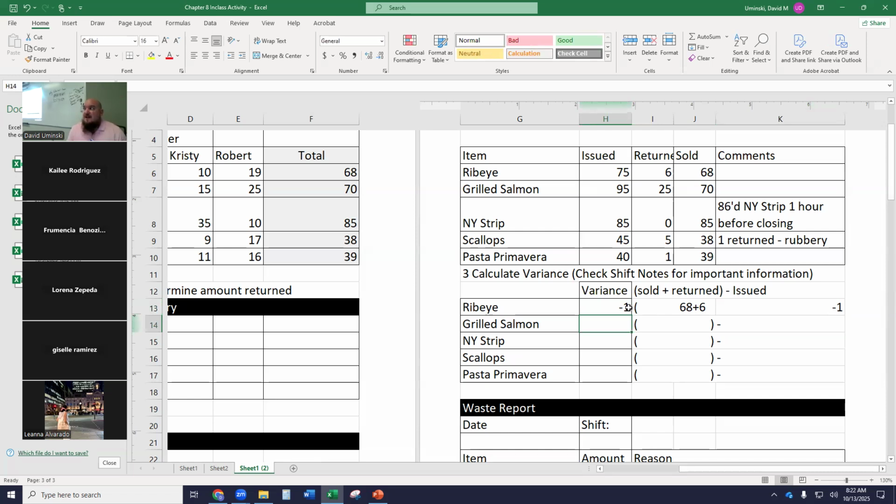Go ahead and do the grill. Let's do the grilled salmon together. Let me do it in pen instead of typing it. That might make a little bit more sense.